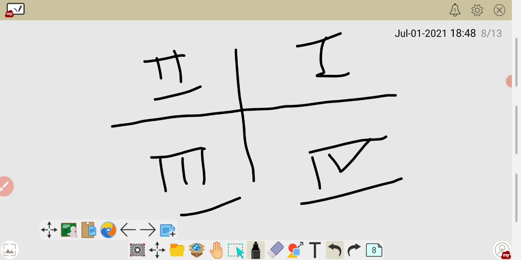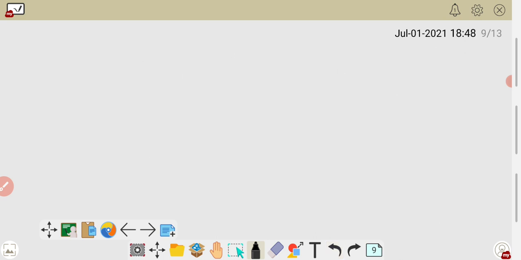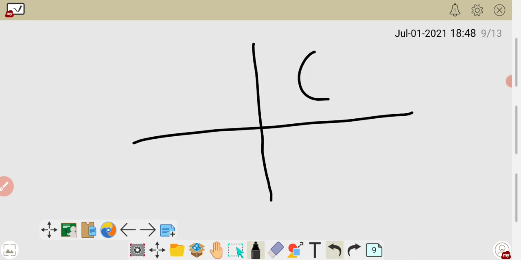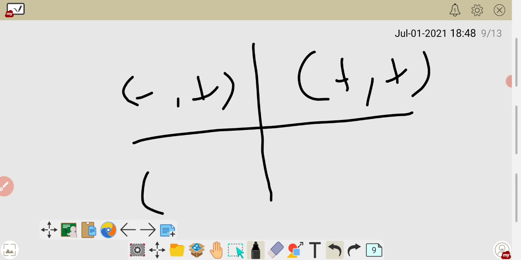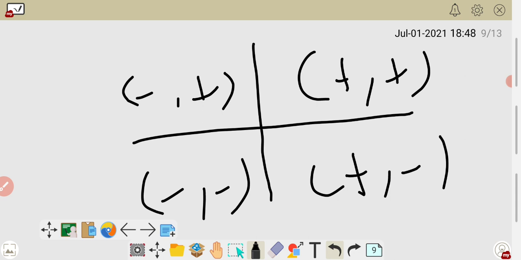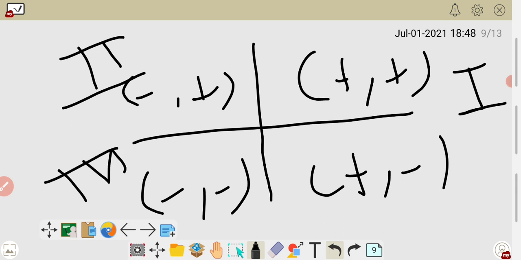So first, they are known as quadrants: this is the first quadrant, second quadrant, third quadrant and fourth quadrant. And for the signs: plus plus, minus plus, minus minus, and then plus minus. So the first quadrant has the sign plus plus, the second quadrant has minus plus, the third quadrant has minus minus, and the fourth quadrant has plus minus.